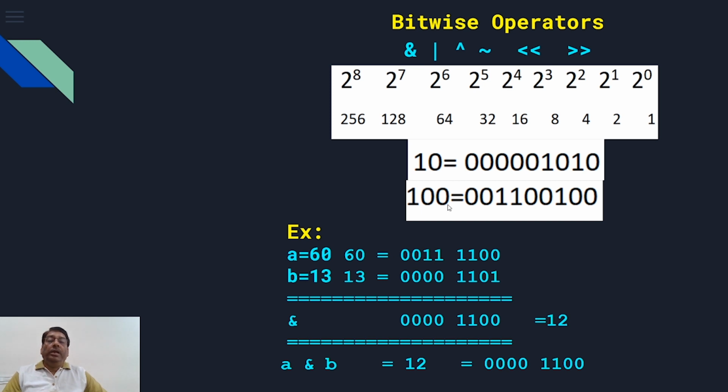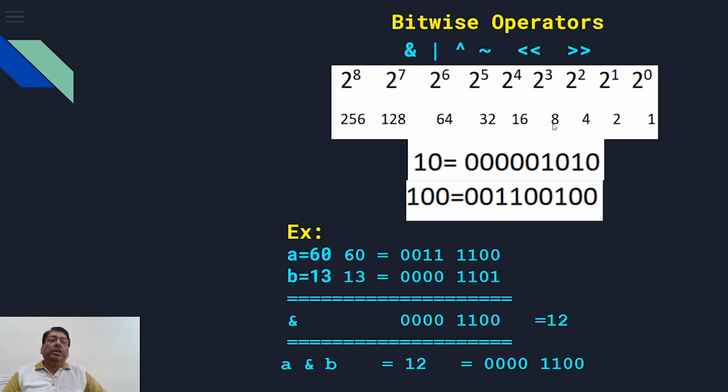In a similar way, 100. When you say 100, you have to make use of 64. So these two will be 0 because you don't need them. 64, you can take as 1. Plus 32 is going to be 96, then you require only 4.